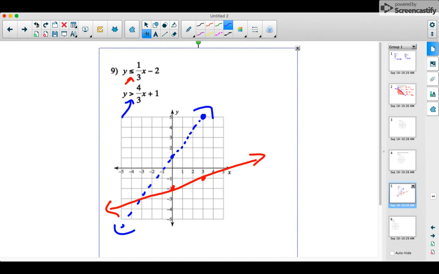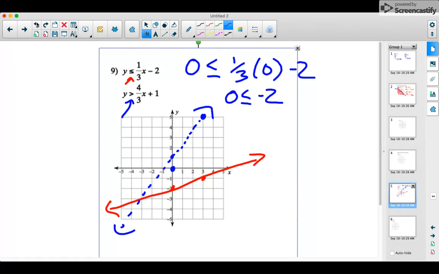So I would pick a point, any point that I want. I like to pick 0, 0 because it's the easiest. You could pick really whatever you're interested in. So I'm going to try 0, 0. If I plug it in here, picking 0, 0 to test it out, 1/3 times 0 minus 2. So that simplifies to 0 is less than or equal to negative 2.